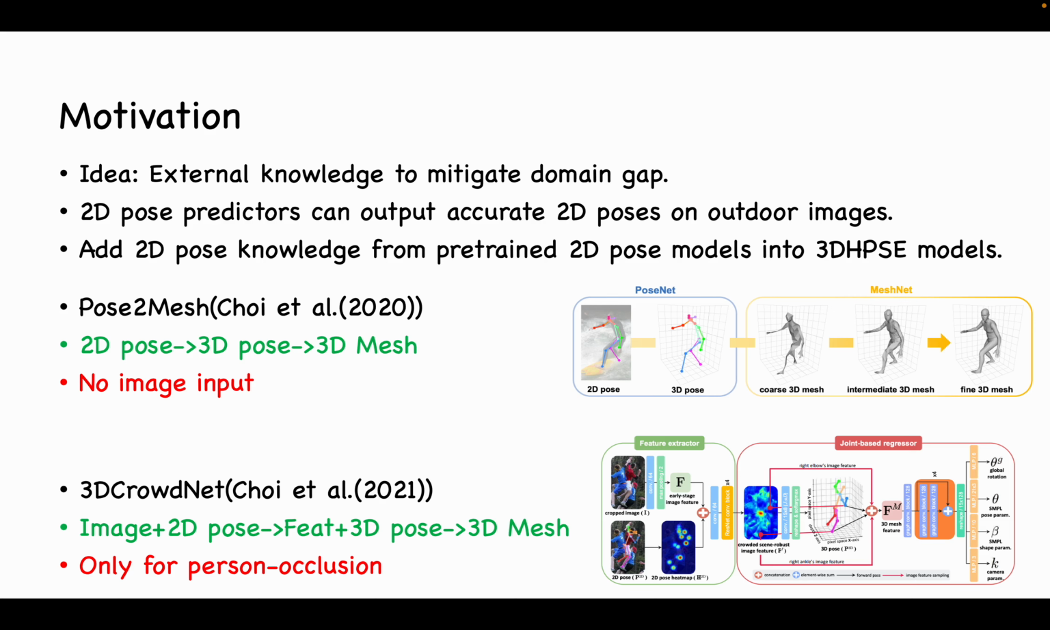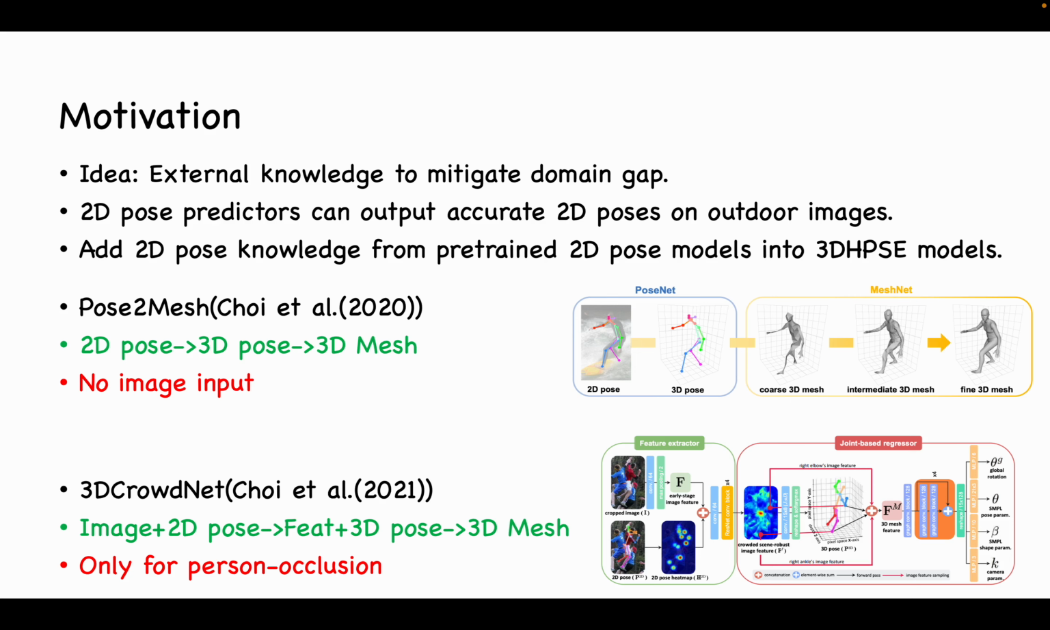There are some related works which also propose to improve 3D HPSE models' performance by leveraging 2D poses. Pose 2 Mesh is a classic work using 2D poses for 3D human mesh recovery. It leverages 2D pose coordinates and converts the 3D HPSE task into two easier tasks, namely 2D pose to 3D pose and 3D pose to 3D mesh. It is effective, however, it ignores the image features, which can be very useful in disambiguating depth.